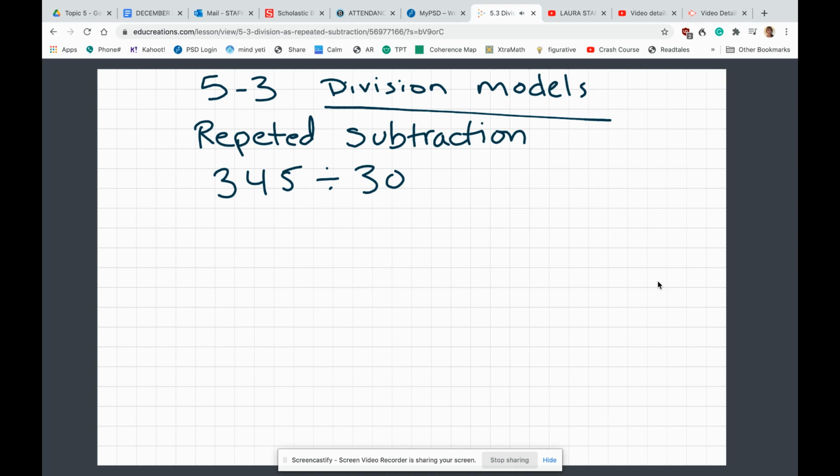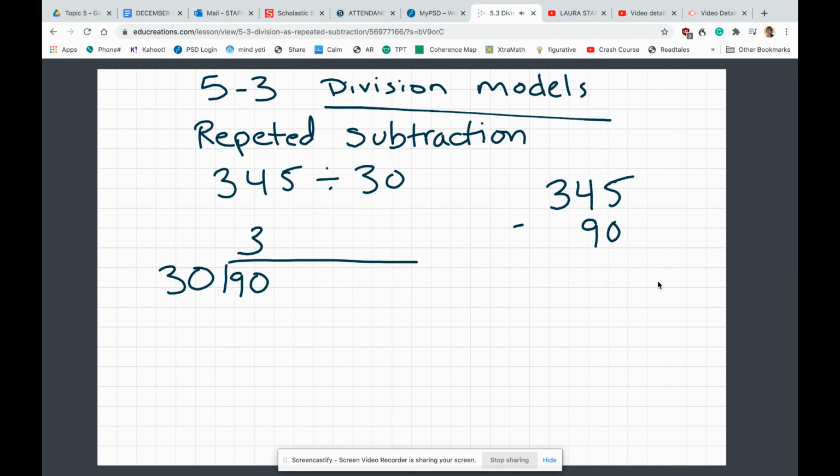So if we think of division as repeated subtraction, I could set up my problem for repeated subtraction. It might look like this. Right here, I am going to just start thinking of chunks of numbers I can take out of 345, and this is going to become my subtraction problem where I'm going to repeatedly subtract. So if I think to myself, well, I know that 3 times 30 is 90. That's an easy number for me to use. Well, then I'm going to subtract my 90 out of 345. And that is 255.